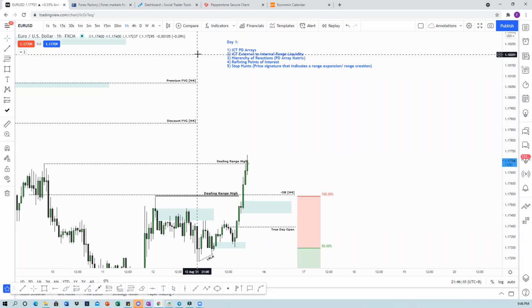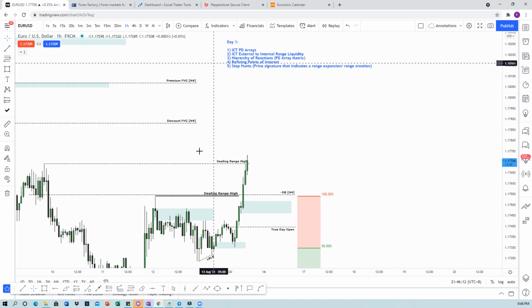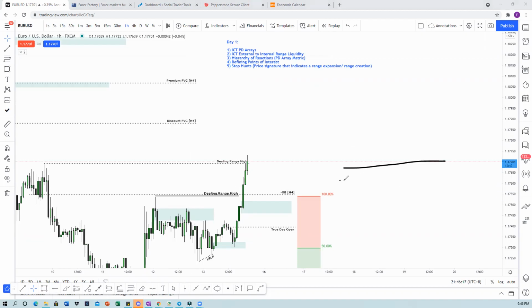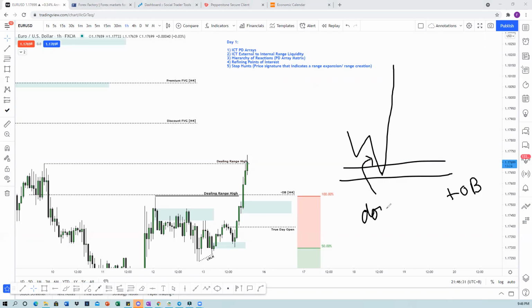Because on the 5 minute, if you have, as an example, let's say a plus OB here. You see price is dropping, right? Then if price drops like this and then boom, explodes higher, this portion here becomes what? Consecutive down close candles. So what is a consecutive down close candle? It's a bullish order block.